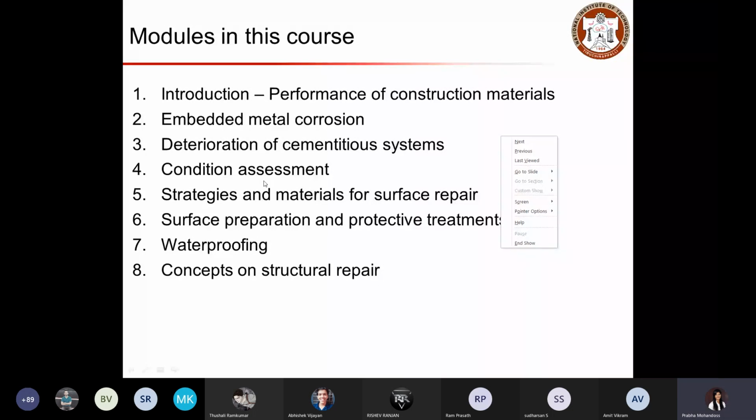And once we know the condition of the structures, depending on its condition, we need to fix a repair strategy and decide what type of materials we need to use for enhancing the performance. Those things come under module 5, strategies and materials for surface repair. And then how do you do the repair? What are the precautions or preparations required for the repair work? So the surface preparation. And once you do the repair, it is also important to protect the repair. So protective treatment should also be given to minimize repair work at a later stage. And then waterproofing and concepts on structural repair. So this is the brief outline of this course.